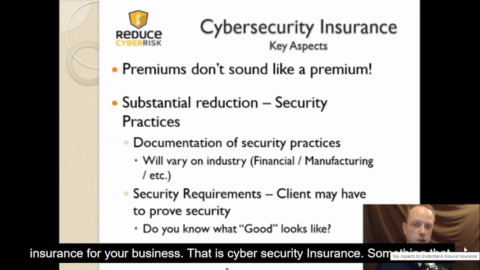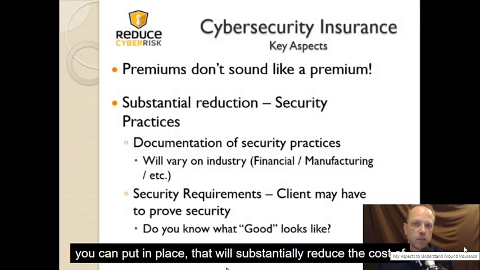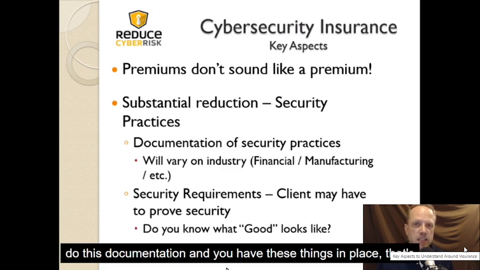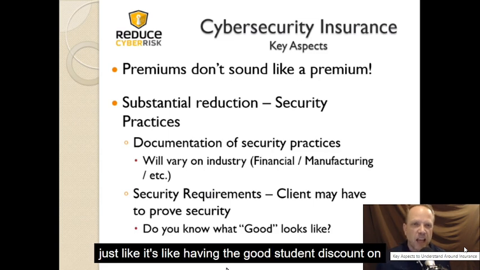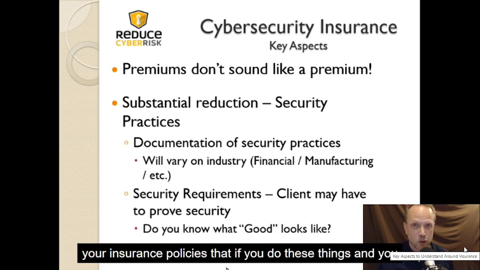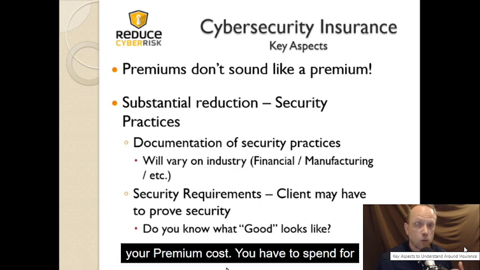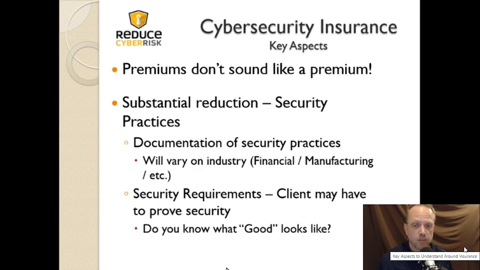your business, that is cybersecurity insurance, something that you can put in place that will substantially reduce the cost of your insurance. And that's the documentation around security practices and best practices that you put in place. If you do this documentation and you have these things in place, it's like having the good student discount on your insurance policies. If you do these things and you can prove them, in many cases, it will dramatically reduce the premium cost that you have to spend for the cybersecurity insurance for your business.